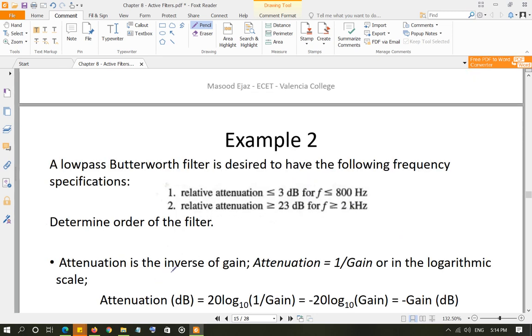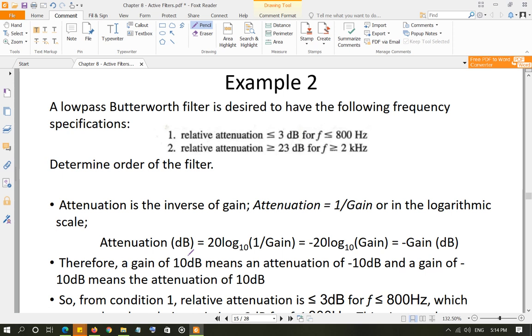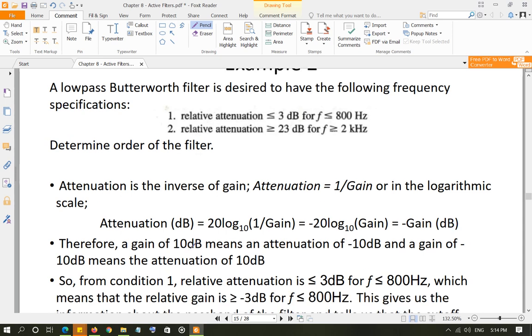So attenuation is the inverse of gain, that is, attenuation is 1 over gain. And if you convert the gain into logarithmic scale, then attenuation comes out to be negative of gain in decibel scale. In the regular scale, not the logarithmic, it is 1 over gain, and in the decibel scale, it's negative gain in decibel. So a gain of 10 decibel means attenuation of negative 10 decibel, and vice versa.